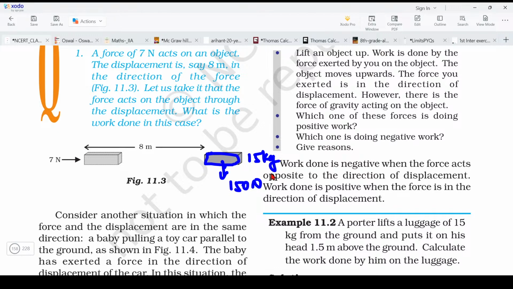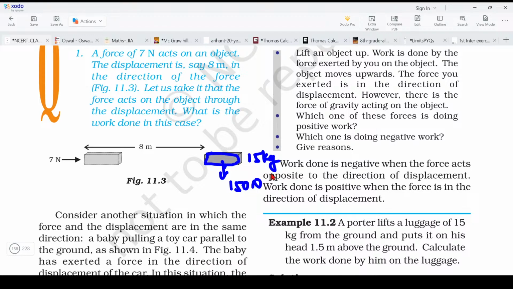Agreed? Okay, if someone's weight is 10 kgs, what does that mean? Earth is pulling that down with a force of how many newtons? 10 into 10, 100. Right. Force equals mass into acceleration. In this case, the acceleration is due to gravity, g. F equals mg. So Earth is pulling it down with a force of 150 newtons.